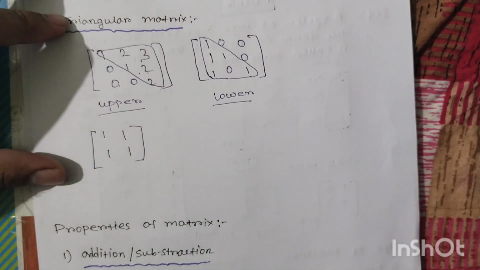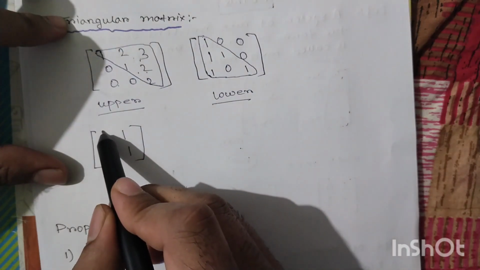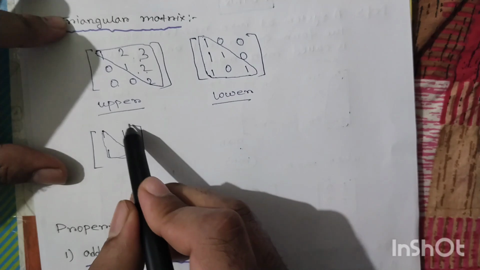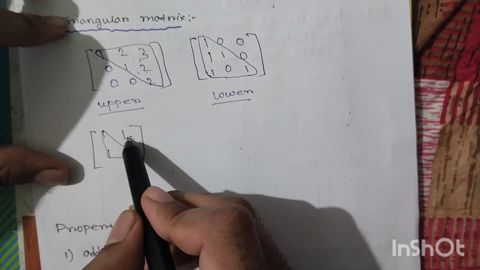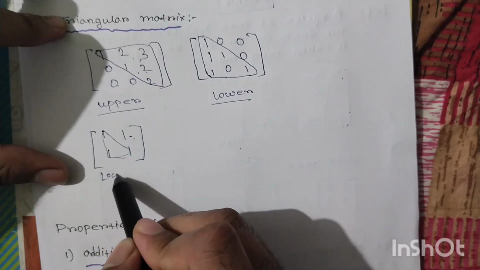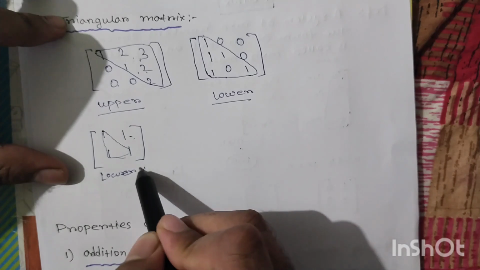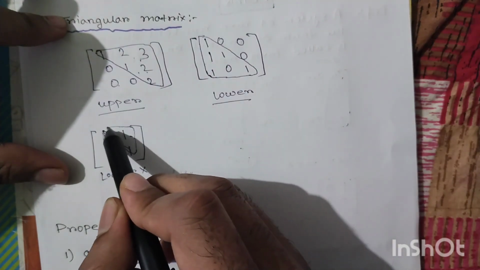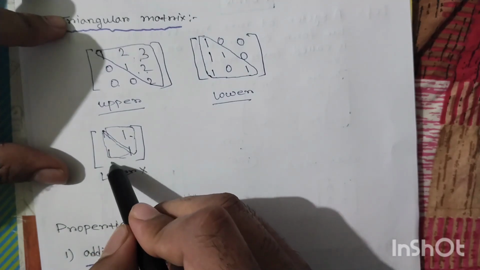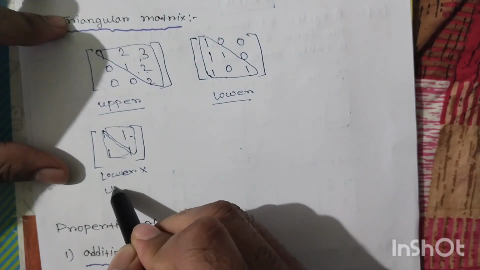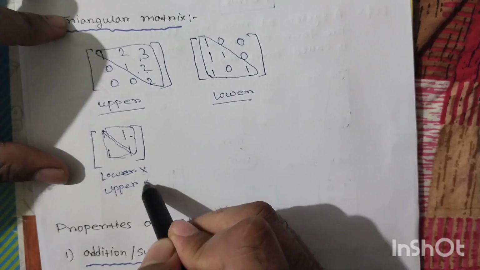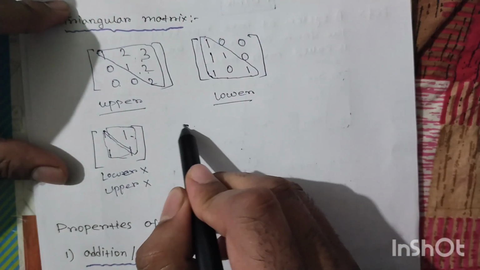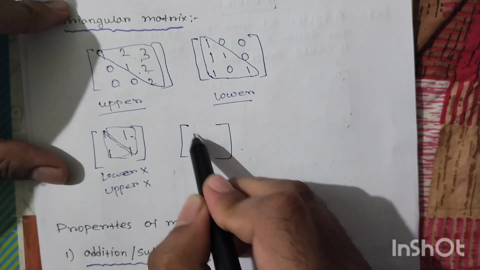This is neither upper triangular nor lower triangular, because if you draw a triangle in the lower part, the remaining elements must be 0, so this is not lower triangular. And in the upper triangular case, if you draw an upper triangle, the remaining part should be 0, but here a 1 is present, so this is also not an upper triangular matrix. Okay, now what about this matrix?